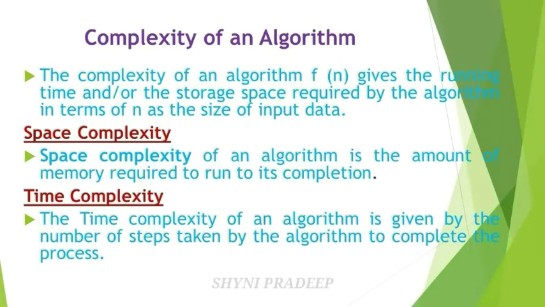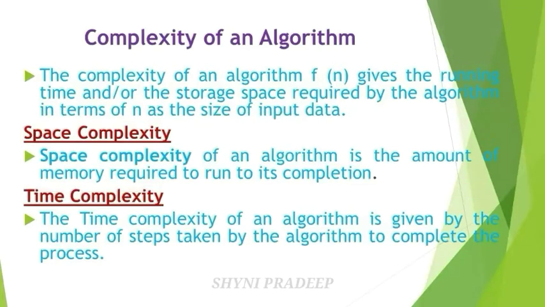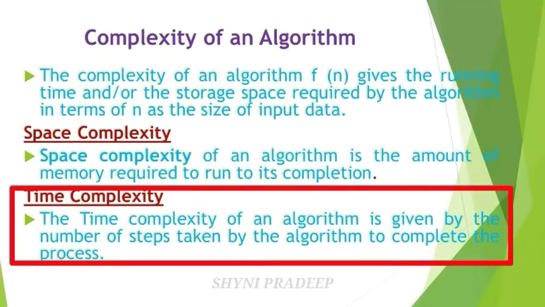What do you mean by space complexity? It is the amount of memory space required to execute the algorithm, which means the amount of memory space that is used to execute the algorithm. How much memory space is needed to execute that algorithm is called what? Space complexity. Okay. What is time complexity?